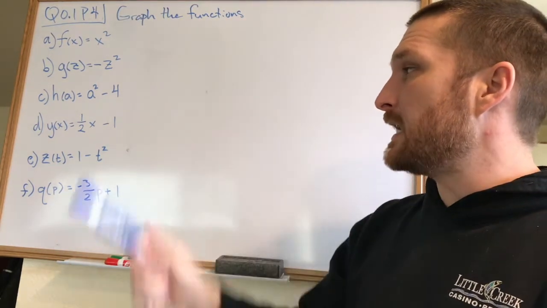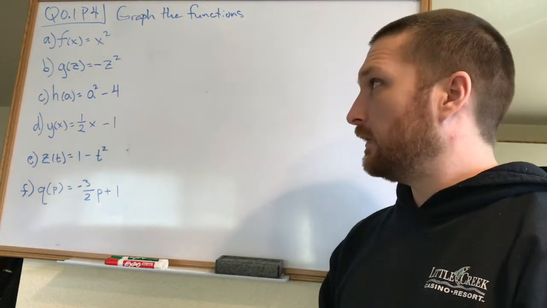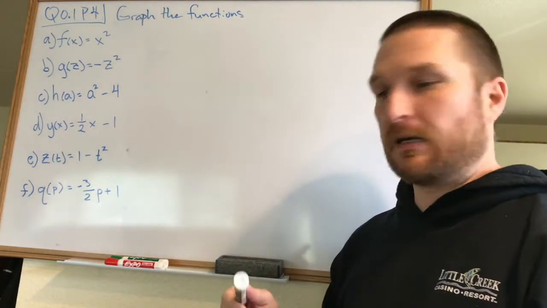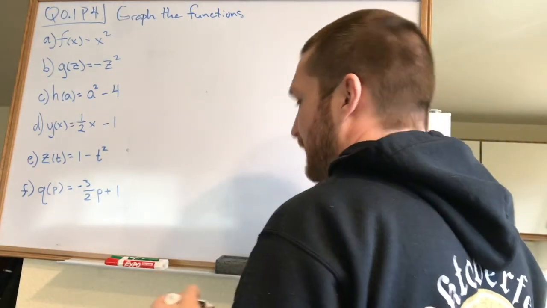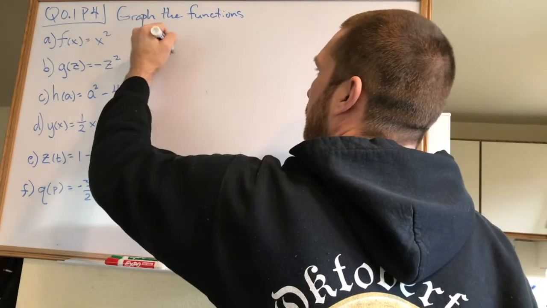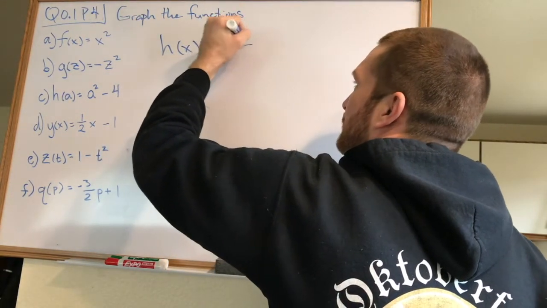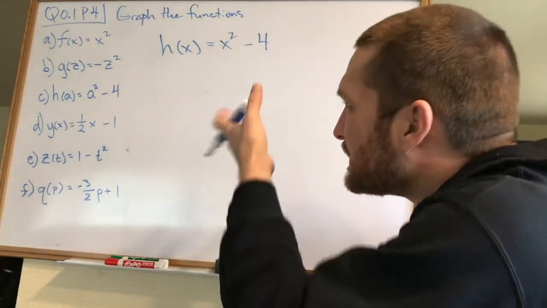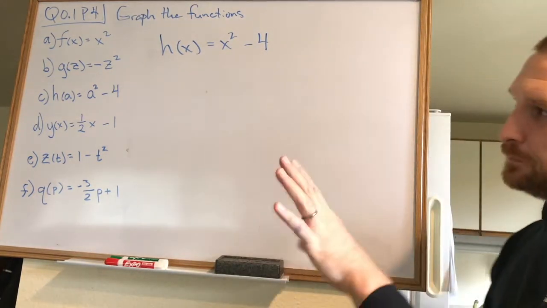h of a equals a squared minus 4. Now, you can tell I'm playing with the input variables, right? When I see this, I think of it like h of x equals x squared. This is actually what goes through my mind, just because I'm so used to dealing with x's as inputs, but that's really what I'm seeing there.